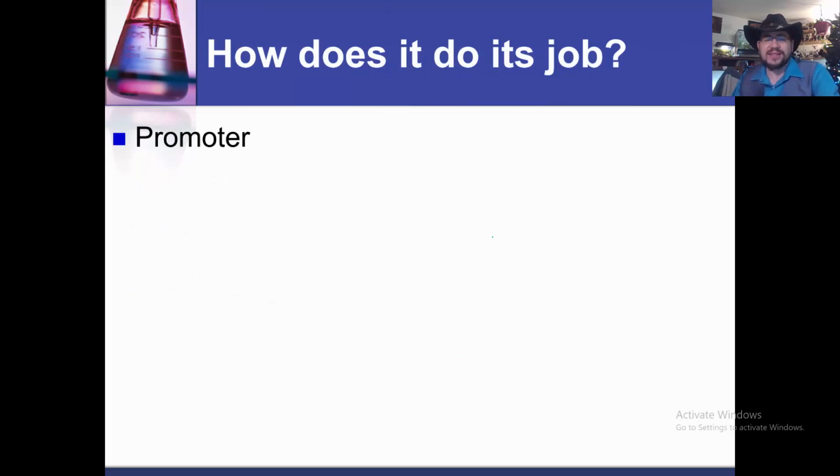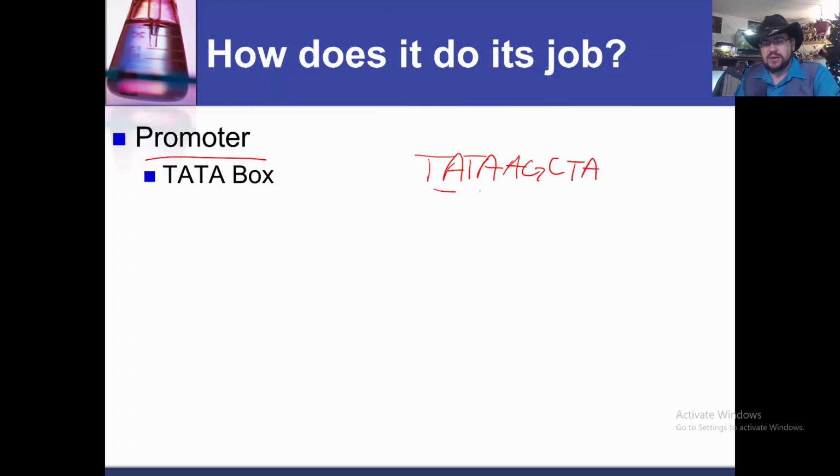So how do we find the beginning of the gene? How do we find it? Well, there is a DNA sequence right ahead of the gene called the promoter. We often refer to it as the TATA box. The TATA box is a thymine, adenine sequence that precedes the gene. There's the TATA box. And so we also have a CAT box, right?